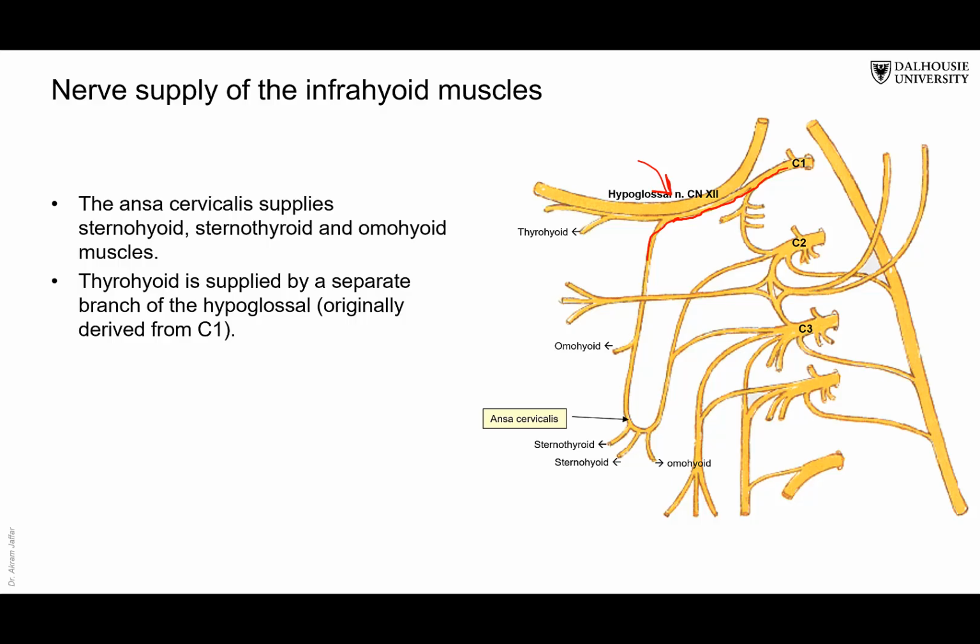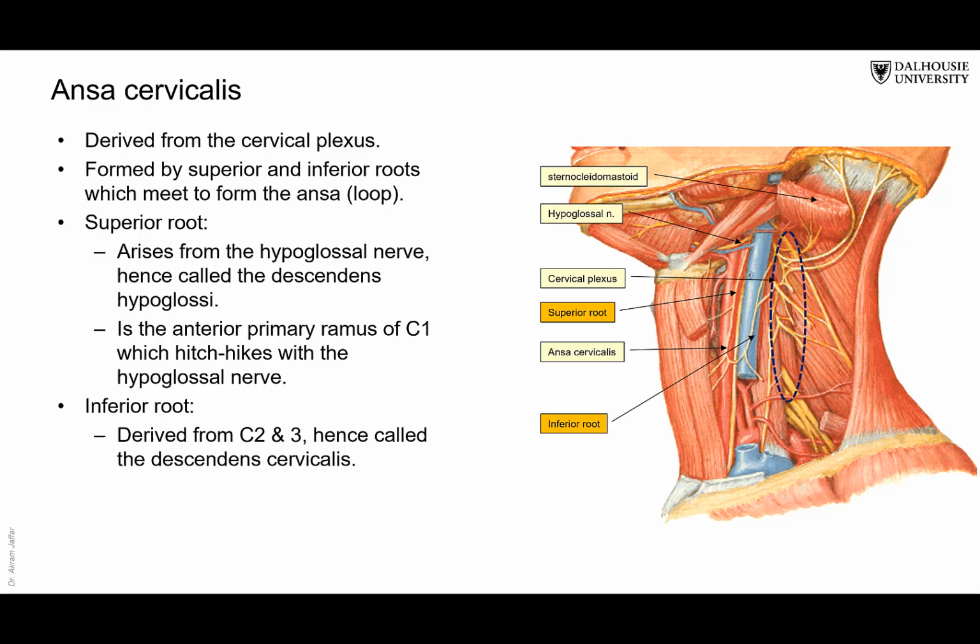These are C1 fibers. And then we have fibers coming from C2 and C3, and they will join together and form the loop. Loop means ansa, or ansa means loop. It is the cervical loop, so it is called the ansa cervicalis. So this ansa cervicalis has root value from C1, C2, and C3, and this is how the loop is formed. You can see it here.